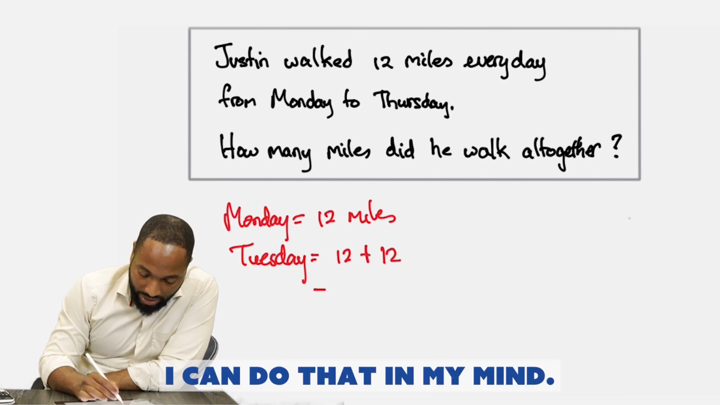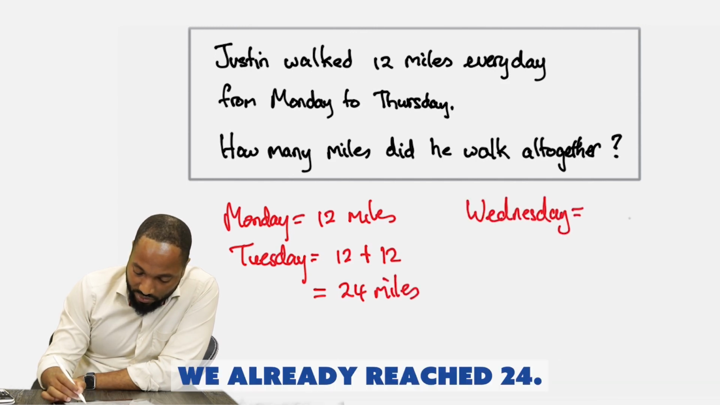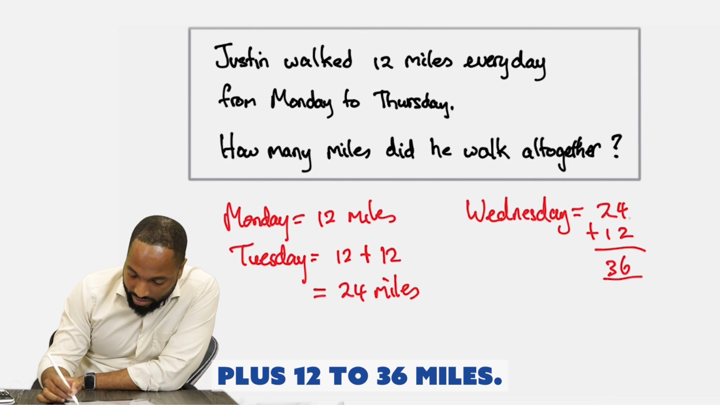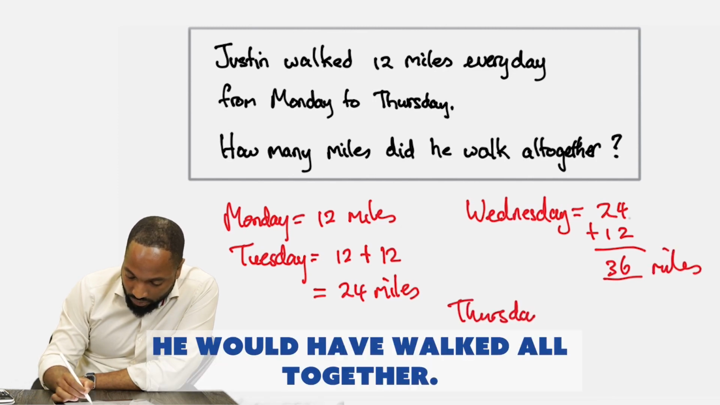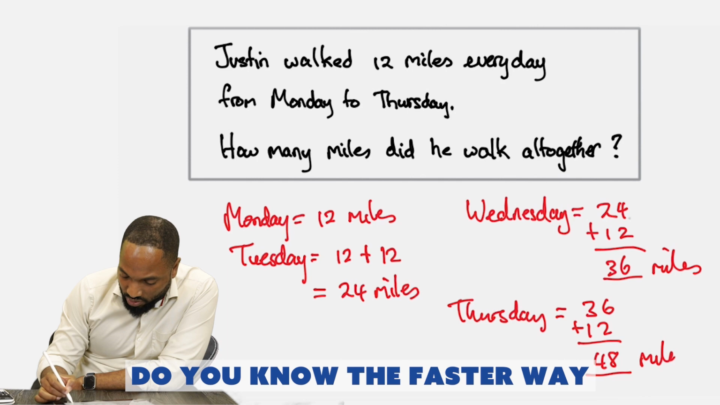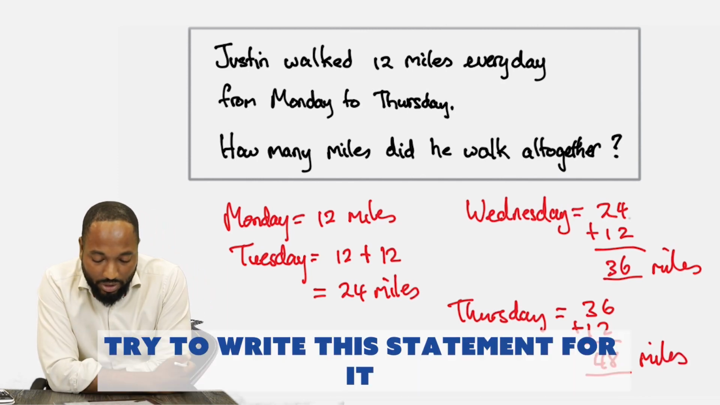12 plus 12, I can do that in my mind, 24 miles. On Wednesday, we already reached 24, so let's add on another 12. 24 plus 12, 36 miles. And finally, on Thursday, he would have walked altogether, 36 plus 12 is 48 miles. Do you know the faster way to approach a question like this? Try to write the statement for it.